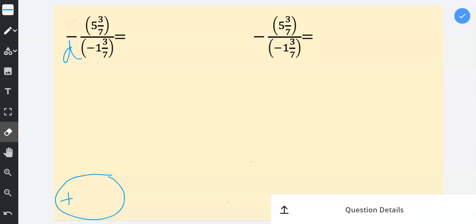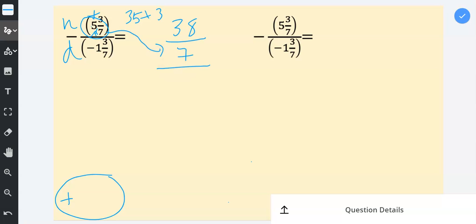Oops, let me erase that. So I'm going to start by changing 5 and 3/7 to an improper fraction by multiplying the 5 by the 7 and then adding the 3, which gives me 38, and then the denominator remains a 7. So I've converted the numerator to a fraction.